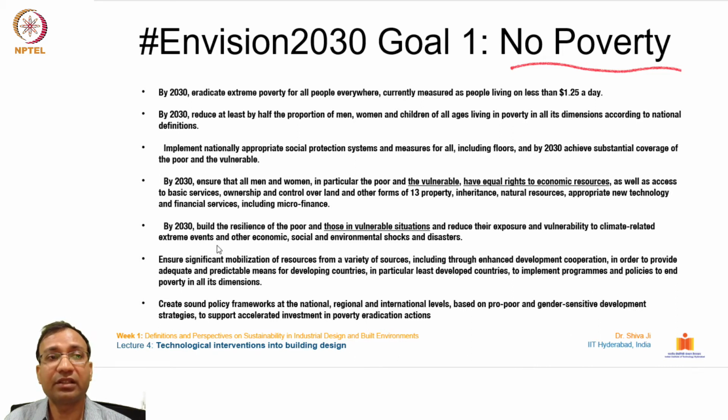So if you see, this goal talks about a wholesome approach, ranging from national, regional and local levels, ranging from gender sensitive issues, ranging from poverty eradication issues and so on. And accordingly the agencies and the governments can frame actionable points.